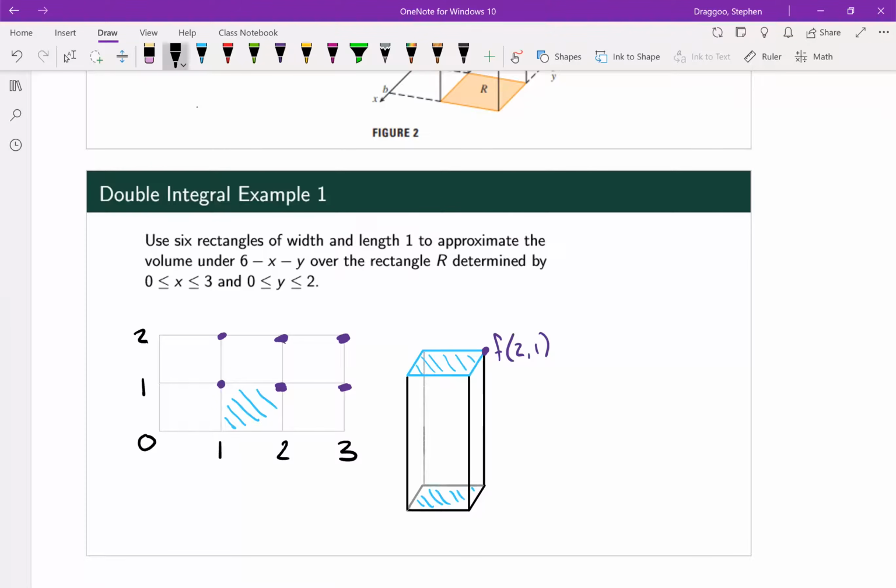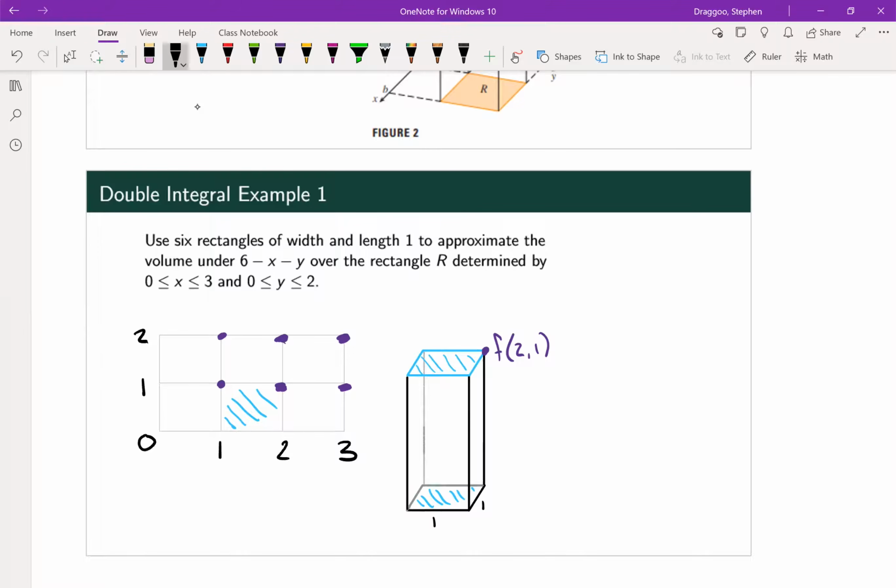And we know that the width and the length of the base rectangle should be 1 in each direction, which means that the volume of each of these 6 individual boxes that we'll be using to estimate the volume would just be equal to the value of the function at whatever point we choose. And again, I'm going to choose the upper right point in each spot.